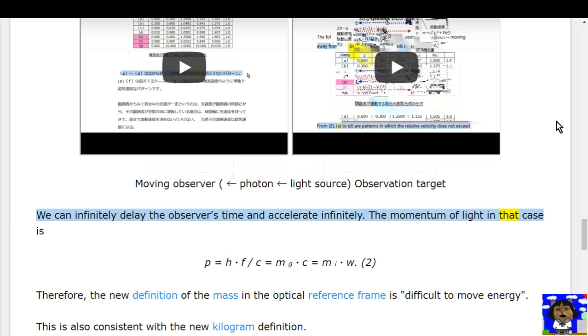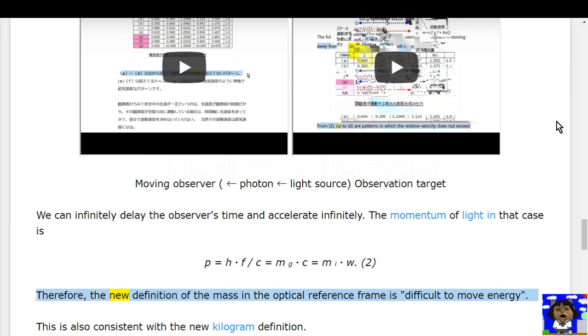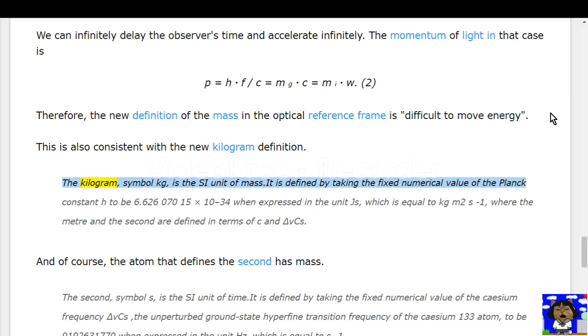The momentum of light in that case is P equals hf/c equals mg c equals miw. 2. Therefore, the new definition of the mass in the optical reference frame is difficult to move energy. This is also consistent with the new kilogram definition. The kilogram, symbol kg, is the SI unit of mass. It is defined by taking the fixed numerical value of the Planck constant h to be 6.62607015×10^-34 when expressed in the unit J s, which is equal to kg m^2 s^-1, where the meter and the second are defined in terms of c and Δν_Cs.